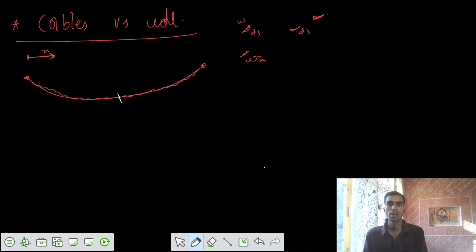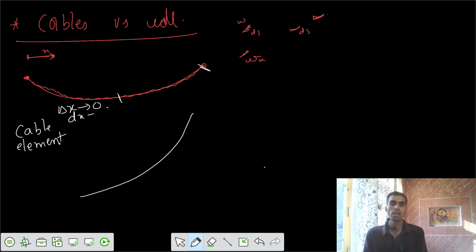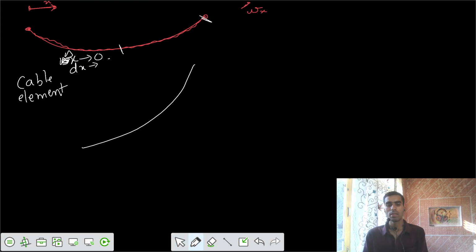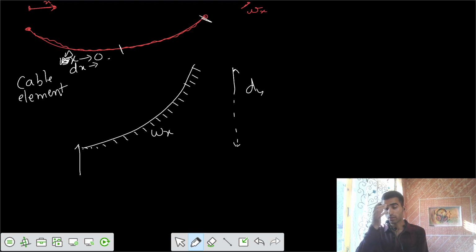So if I cut that segment anywhere, if I take an element of the cable such that delta x is almost tending to 0, I would say dx is there. If it's very small, delta x is almost tending to 0, so there might be some dy here, and it has some intensity of wx. At this location we have some intensity of wx, and from this side we have some net resultant internal shear force of Vx. Let's say we have some Vx, and we have some horizontal H, and we know H would be the same.